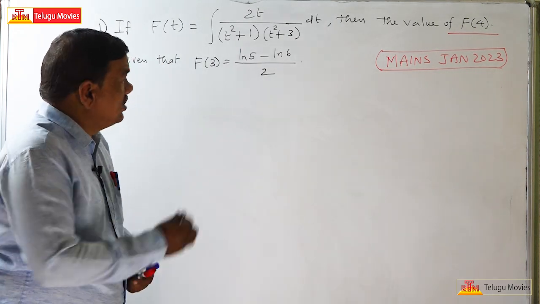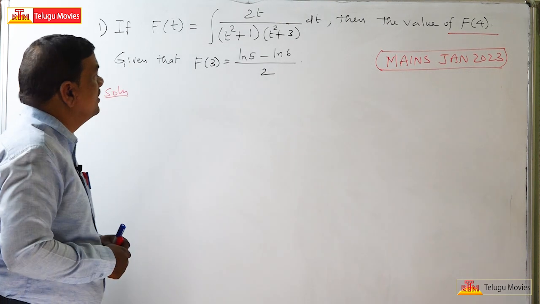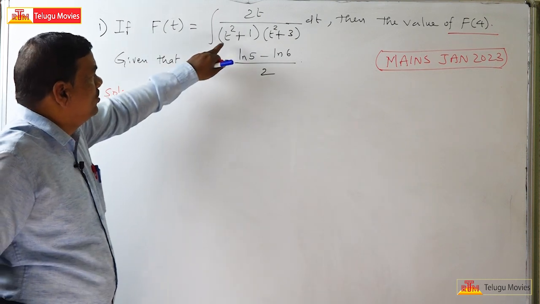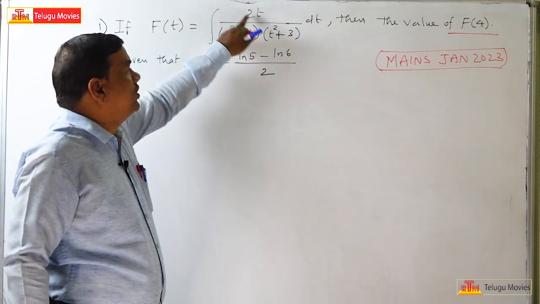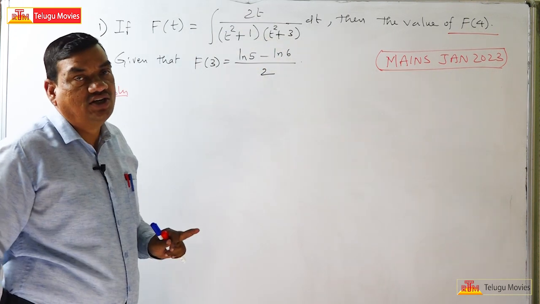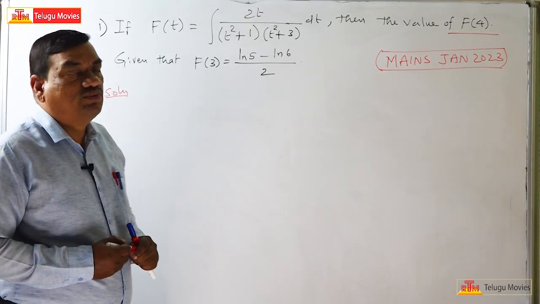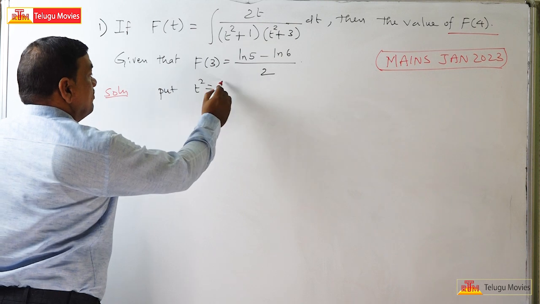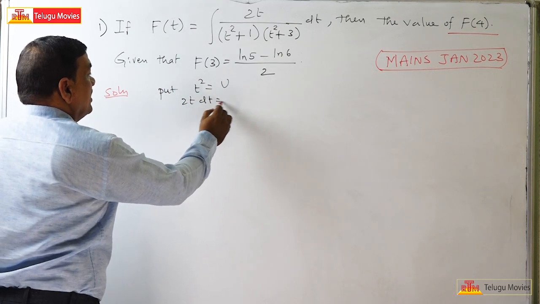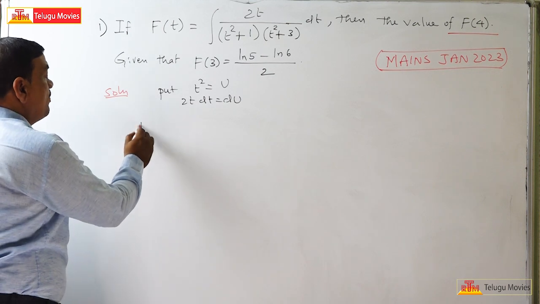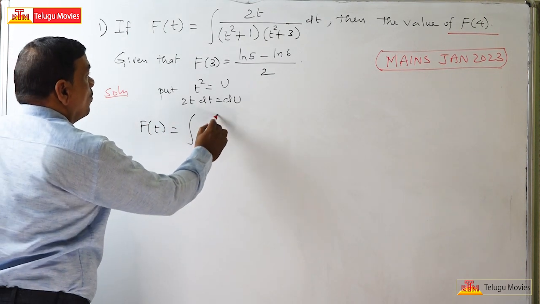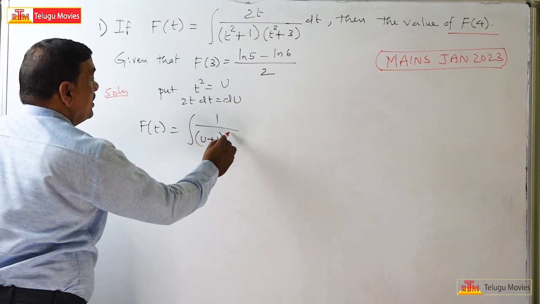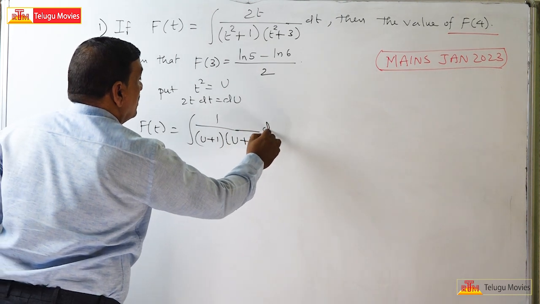First let us take the given problem. Here we have the integral of 2t by (t square plus 1) into (t square plus 3). What do you observe here? What is the derivative of t square? 2t. So it is a substitution type of problem. Therefore, put t square equal to u, so 2t dt is equal to du. Now our f of t will become the integral of 1 by (u plus 1) into (u plus 3) du.